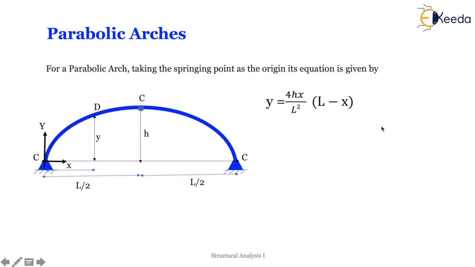Now if the crown is taken as the origin for the parabola, suppose this is considered as the origin, then the equation of the parabolic curve will be X square by Y is equal to A, where A is a constant. So X square by Y is equal to A, and in that case it will be constant.